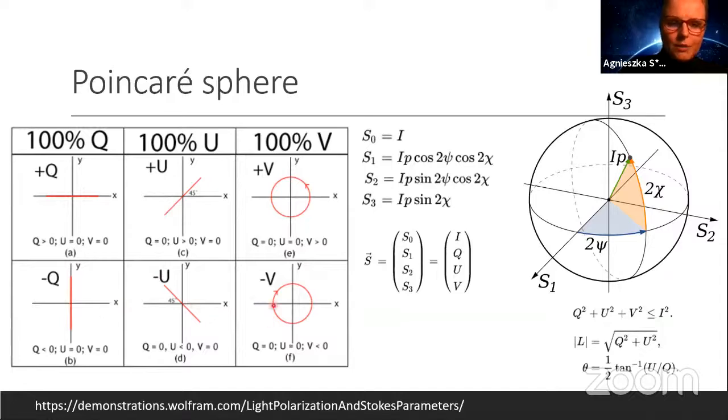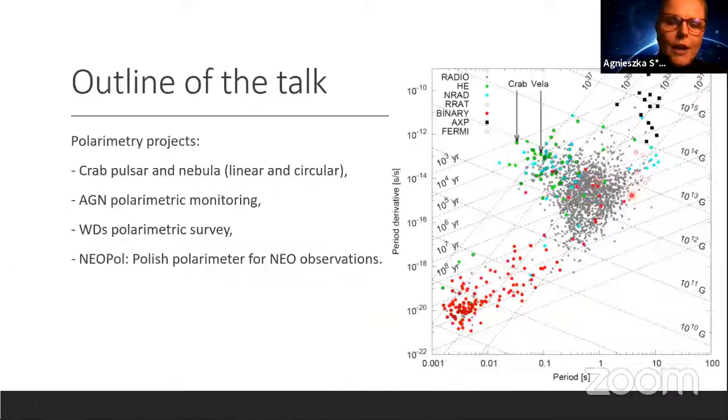And here you have some other examples. I encourage you to go to the Wolfram demonstration webpage, where you can very nicely play around with the Stokes parameters, as well as with some optical elements to understand a quarter wave plate or half wave plate. It's very useful, especially for students and for lectures.